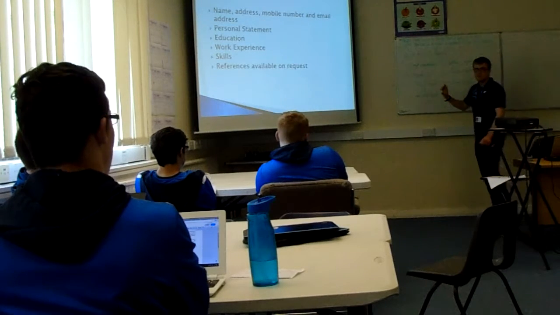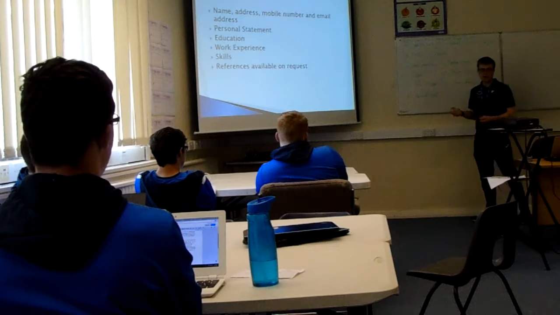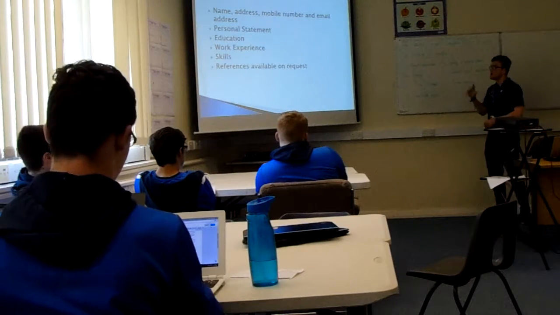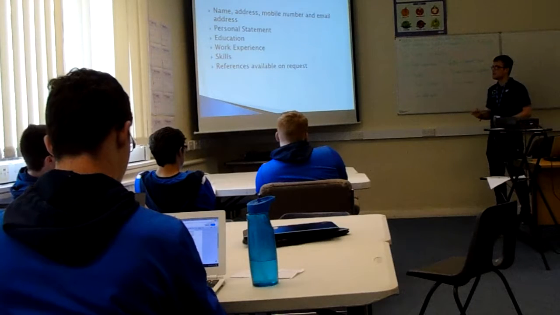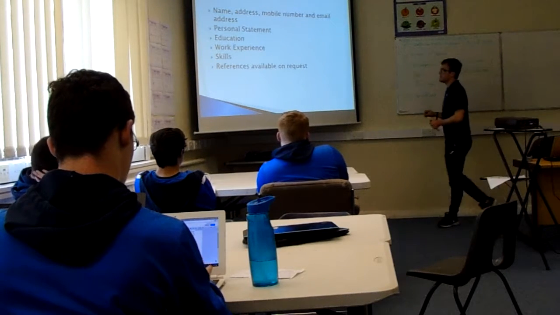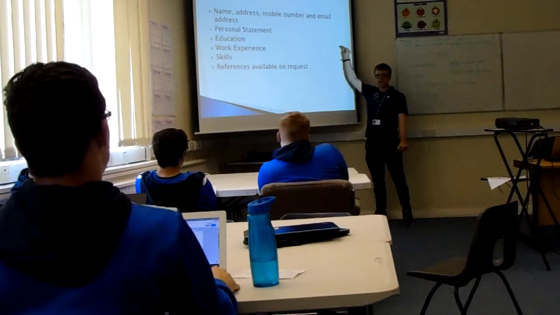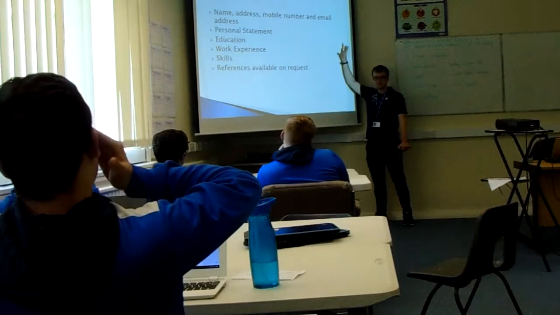So the CV sections you need to include are things like name, address, mobile number and email address, which come under your personal details, personal statement, education, work experience, skills and references available on request. So these are the sections I want you to base your CV around. Okay?